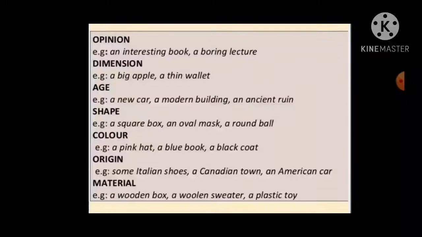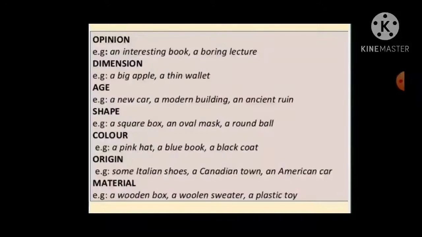Age: a new car, a modern building, an ancient ruin. So, what kind of car? New. Okay, it is age. Modern means recent, latest. Ancient, very old. So, this kind of adjectives refer to age. Next, shape: a square box, an oval mask, a round ball. So, round, oval, square, these are figures, that means shapes.